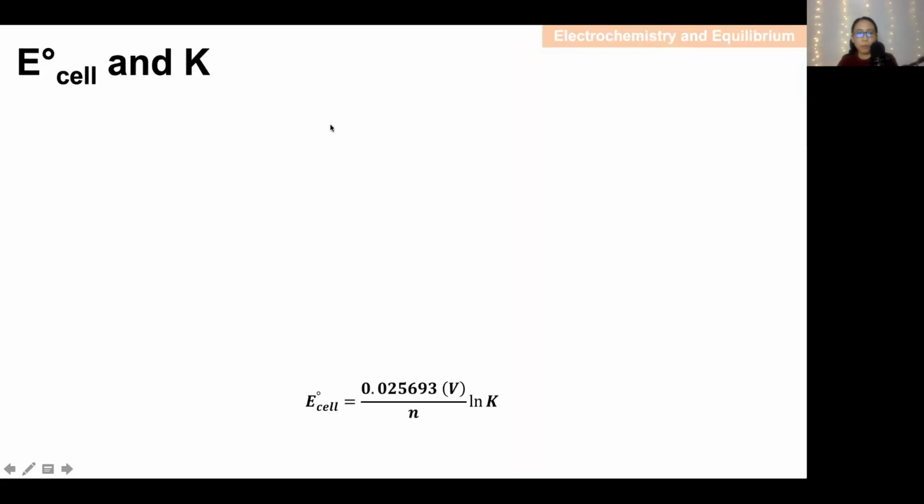So now we go to the connection of electrochemistry and equilibrium. We're finished with the connection of electrochemistry and thermochemistry. Let's go to equilibrium. So this one stems from the fact that we have this equation, and we also have this equation for delta G.